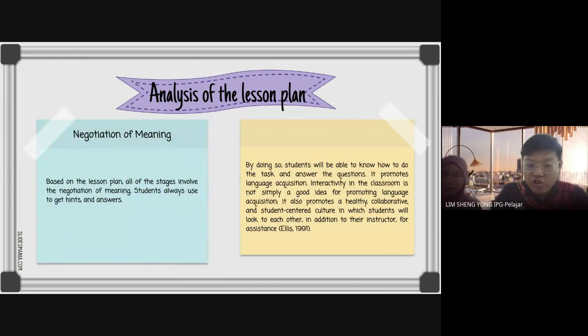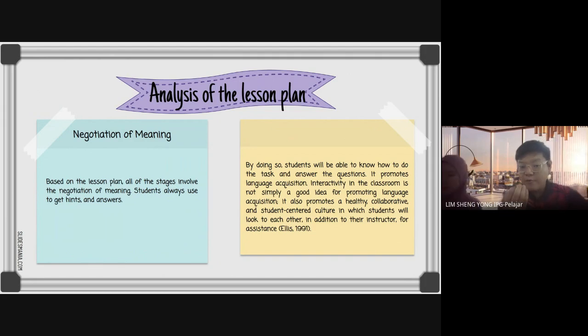Now, negotiation of meaning. We are covering this now. Based on the lesson plan, all of the stages involve the negotiation of meaning. Students always use it to get hints and answers. In this case, you are supposed to, as a teacher, lay down the hints for the students to connect. And students will be able to know how to do the task and answer the questions.